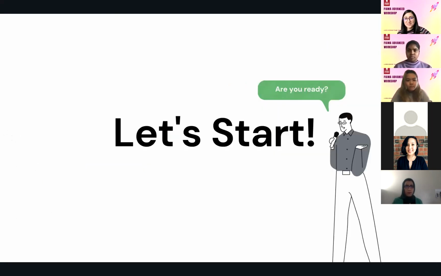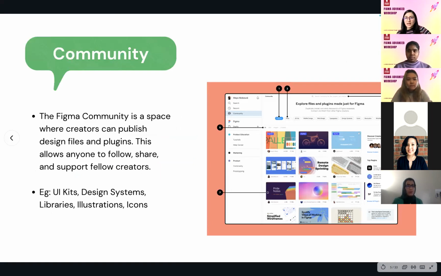Let's get started. The first thing I want to talk about is the community tab on Figma. Figma community is an open source space where different creators and designers publish their design files and plugins. You can use any other designer's creations and use those designs to make your own designs. This is really helpful because Figma community has a lot of UI kits and design systems. It also has a lot of illustrations that you can use, and these are all free to use and open source.